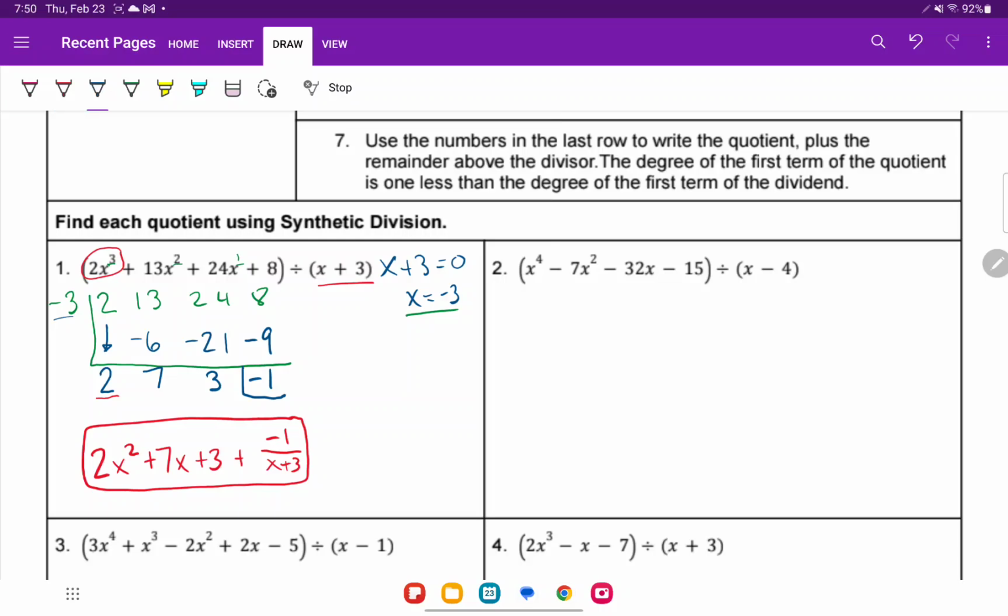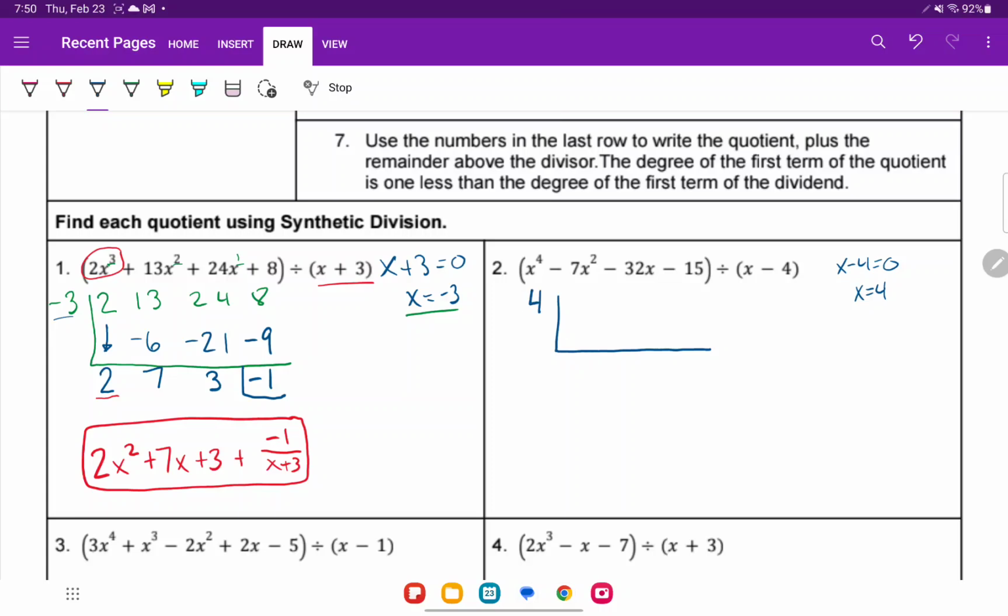So here we have number 2 says our dividend is x to the 4th minus 7x squared minus 32x minus 15, all divided by x minus 4. So again, we're going to take our divisor, we're going to set that equal to 0, and we're going to solve that, so x is equal to 4. Okay, we're going to start with our upside down division sign. On the top left on the outside, we're going to put our pivot point of 4.